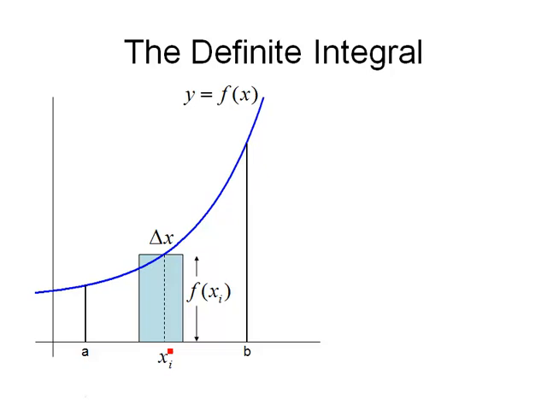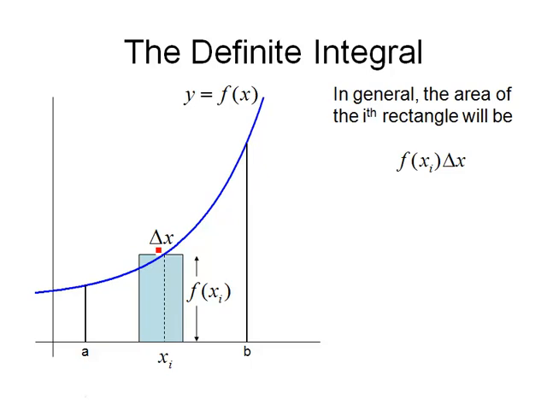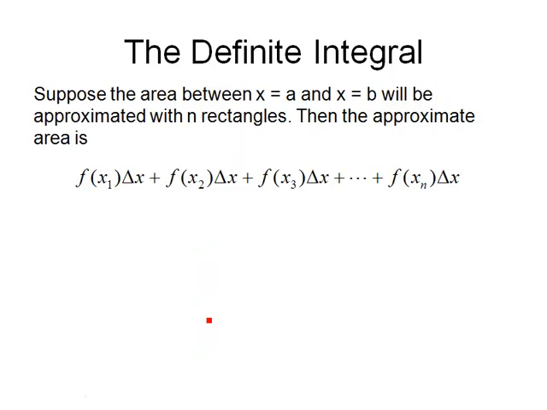But when I take that value x sub i and put it into the function, it gives me the height of the rectangle. So that means f of x sub i is the height. We get that from putting x sub i, which is right here, into the function, and the width of the rectangle, we're going to call that delta x. So in general, the area of this rectangle, which we'll call the ith rectangle, will be f of x sub i high and delta x wide. So remember, the f of x sub i gives me the height, and the delta x gives me the width.